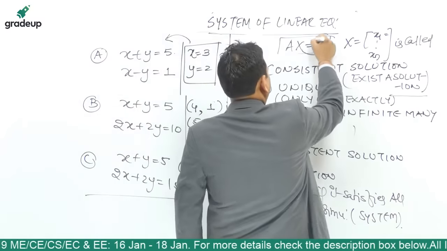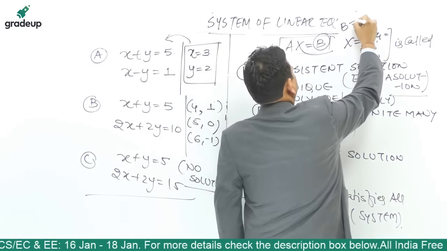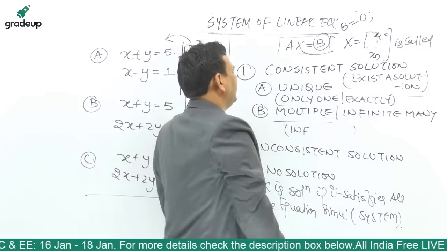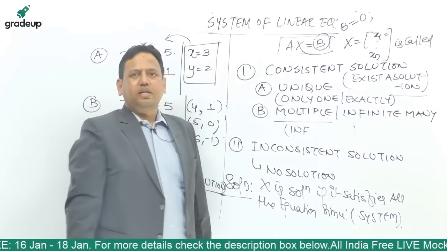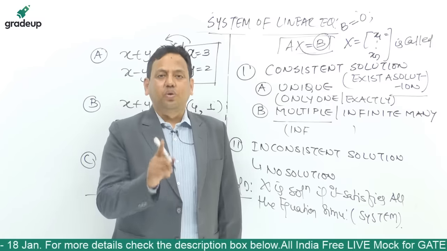Now the first condition: we are saying if b is not equal to 0. b is not 0 means b is not a null vector. Then it is known as a system of linear equations, but it is not homogeneous.